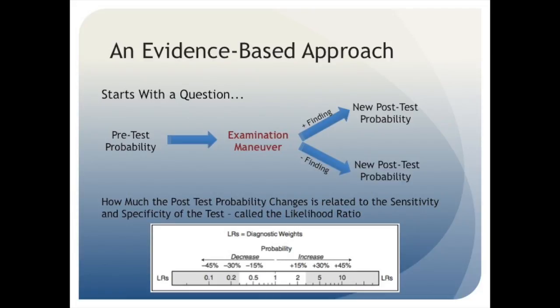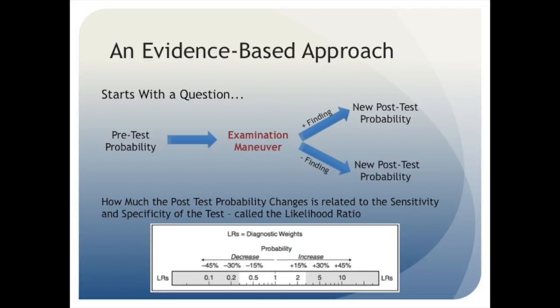Using this as your starting point, you choose an evidence-based physical exam maneuver, which, depending on whether the test is positive or negative, will feed back on your original hypothesis, giving you a new post-test probability, as demonstrated in this figure. For example, if you don't think that your patient is anemic, giving them a pretest probability of 20%, but then you discover conjunctival pallor on exam, that really changes your thinking, giving you a much higher post-test probability.